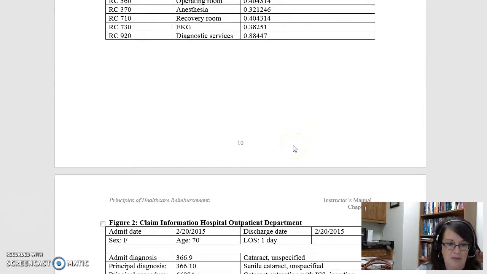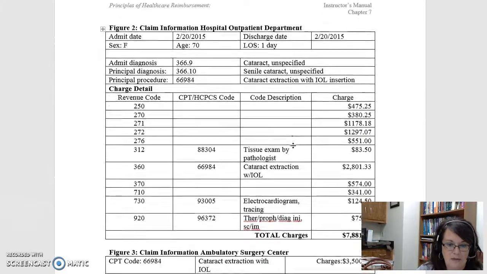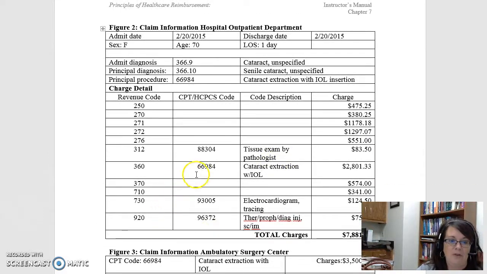Again, I can't scroll down and show you, or it's going to give you the answers. But I would be looking at 312, 730, and 920. We did revenue code 360 already, so these are the other ones that are left. These are the 88304, the 93005, and the 96372. Those are the ones that we're going to calculate in table 2.